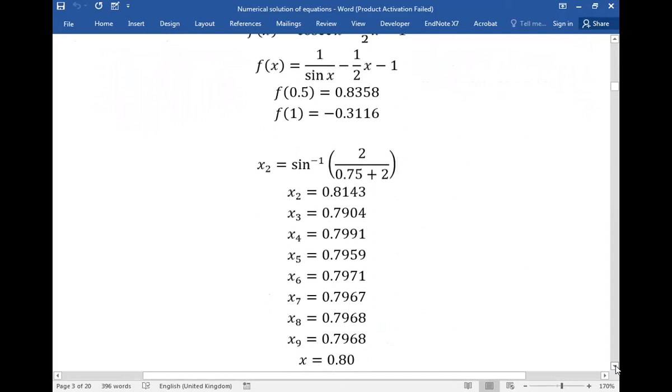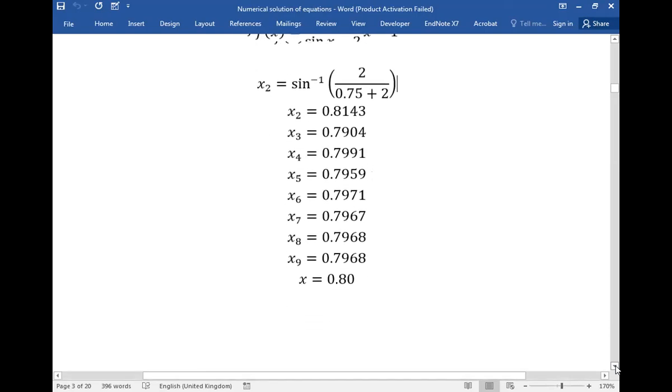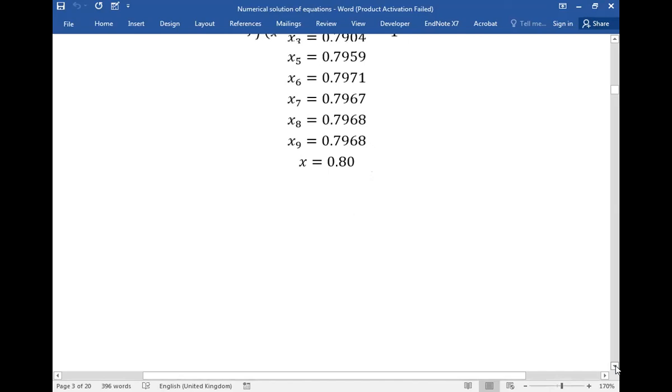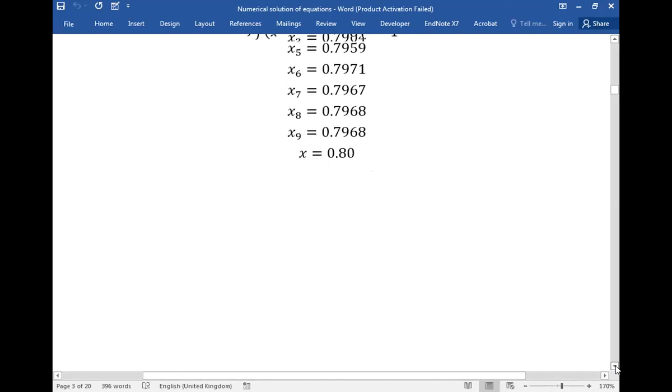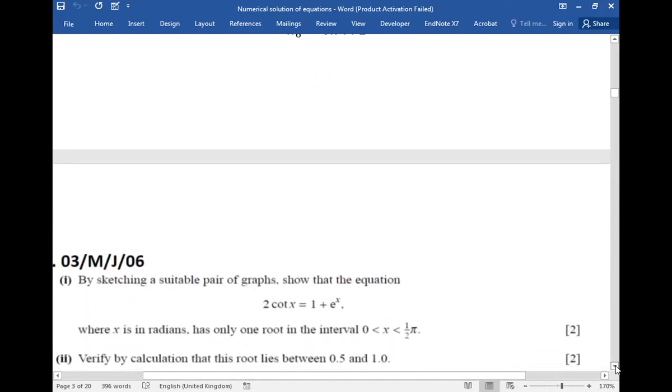0.7968, 0.7968. So what will be the root? 0.80. 8th and 9th iteration. 0.80 is your root, and the 8th and 9th iterations are your same values, and that is when you stop, because your input and your output become the same, and that is what we call the root of the equation.